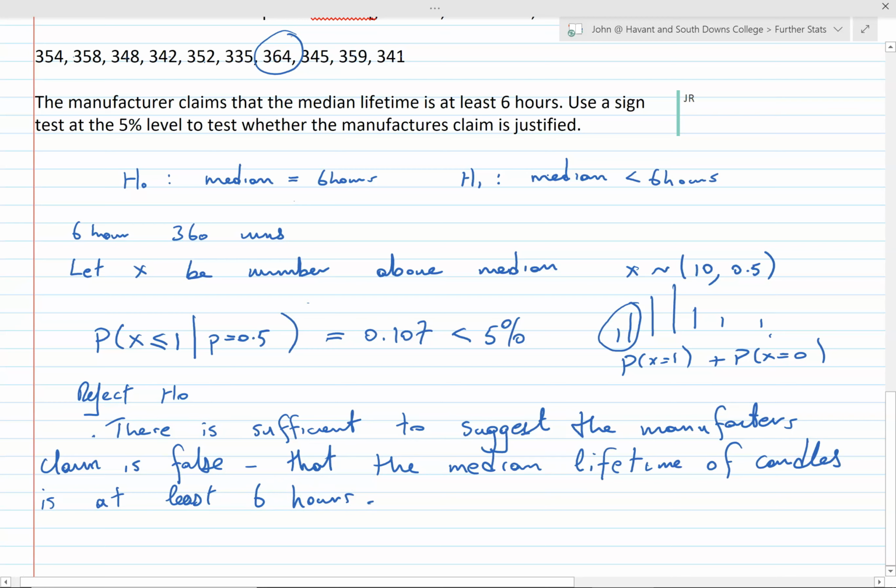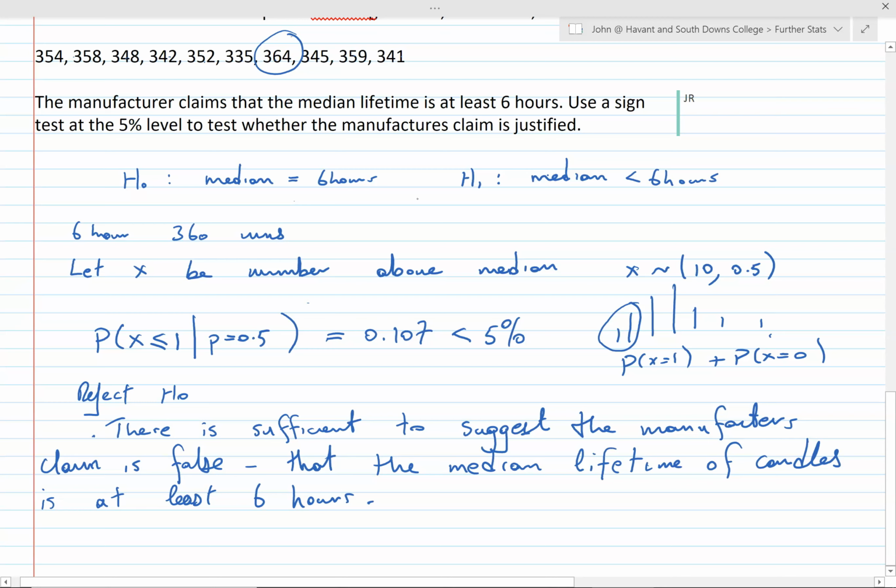We wouldn't have done anything different if the manufacturer had claimed that it was equal to 6 hours, but they claimed something a little bit bolder than that, that it's at least 6 hours. In any case, we seem to have found a little bit of evidence here at the 5% level. We found some evidence to suggest that that's false.